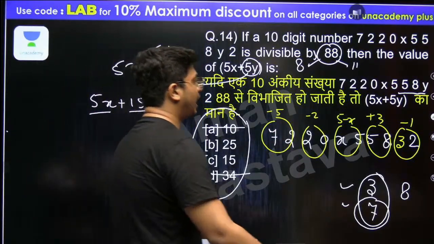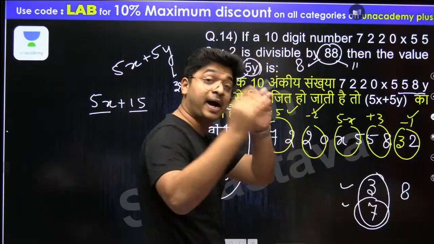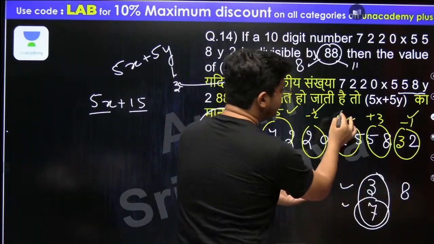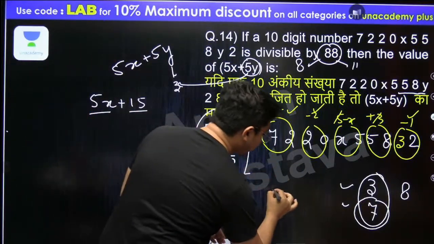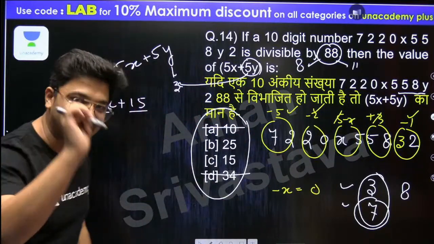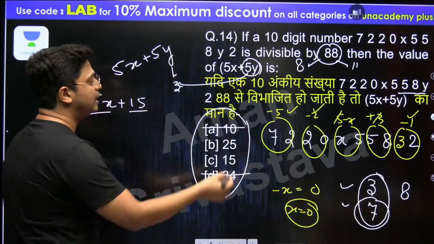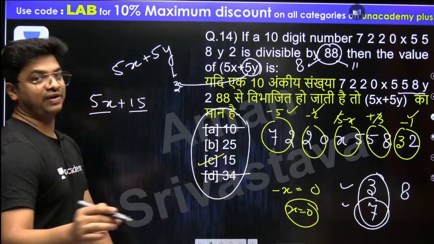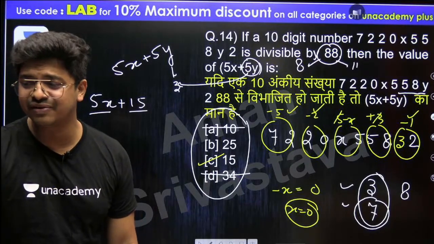Kya baat hai? So now minus 5, minus 2, minus 7, minus 1, minus 8, and this and this 5 and plus 3 is 8. So actually the number left here is equal to minus x only, and here it is 0. So definitely the value of x will be equal to 0. And if x is equal to 0, my answer will be 5x plus 5y is equal to what? 15. Clear hua? Oops, you got 25.